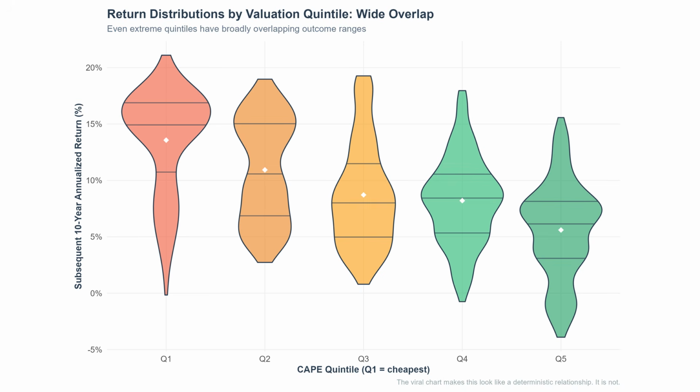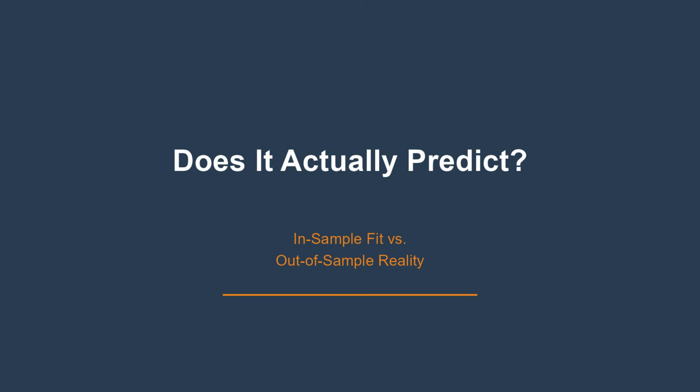Yes, because the conditional distribution of returns is incredibly wide. History is full of cheap markets that stayed cheap and went nowhere, and expensive markets that got even more expensive and rallied for another decade. The viral chart hides this dispersion entirely. It collapses all that beautiful, messy, chaotic reality into a single, sterile line.